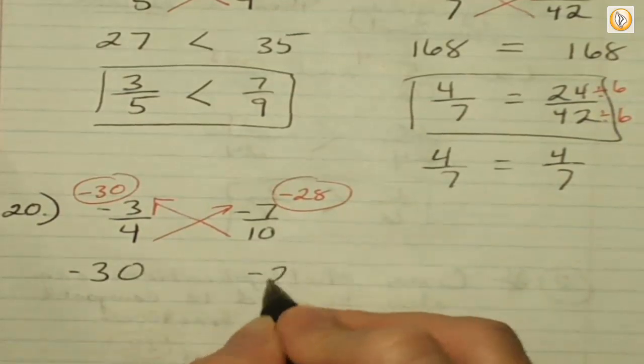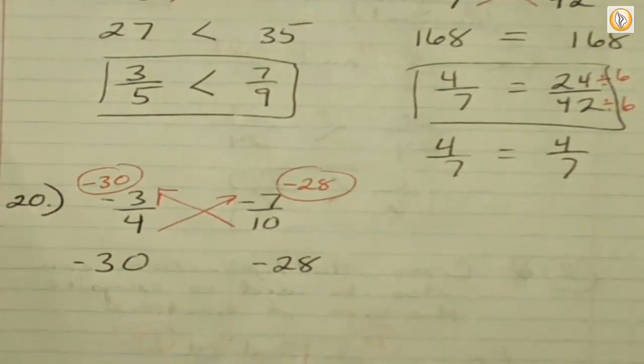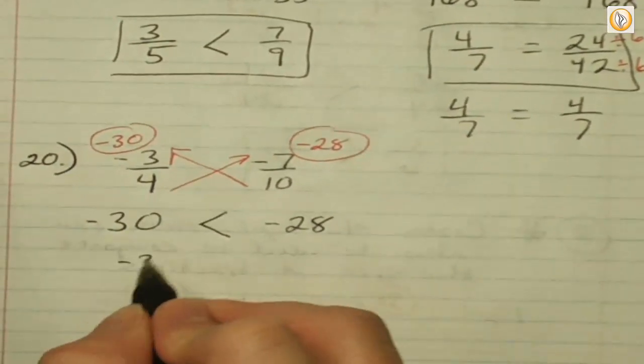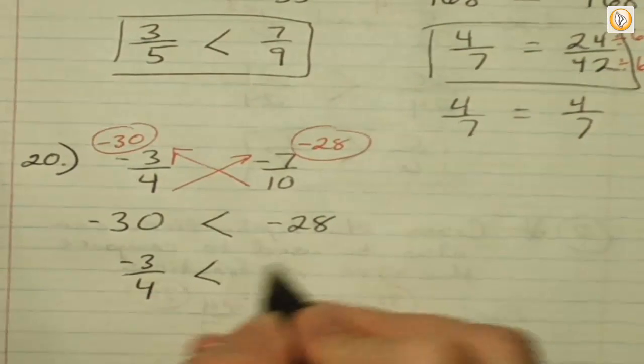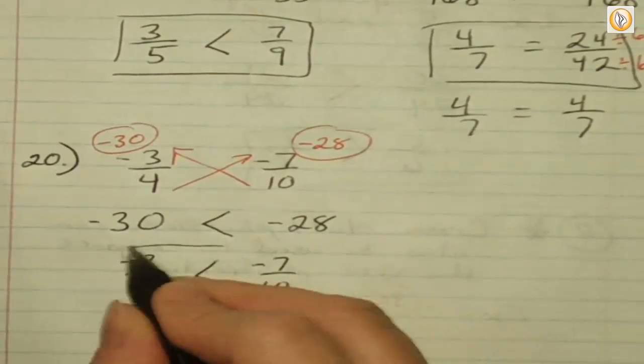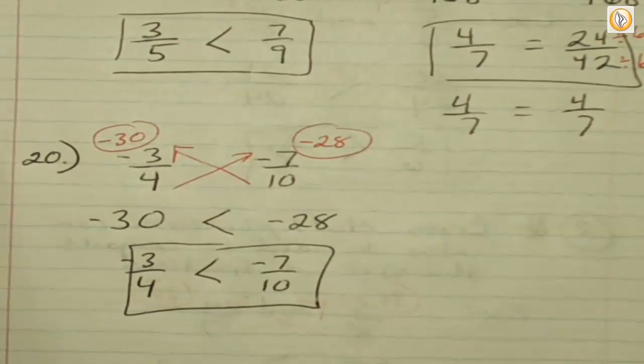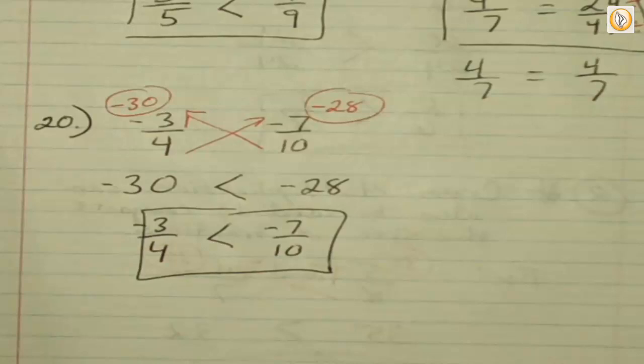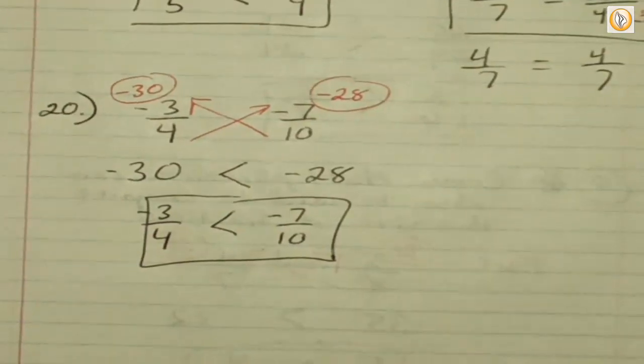Negative 30 and negative 28. Izzy, which one is bigger? The negative 28 is bigger. Very good. So then negative 3/4 is less than negative 7/10. And if it wasn't negative, it would be 3/4 that is greater. Well, yes, because it's positive. That's kind of obvious. All right. Are there any questions? Nope.